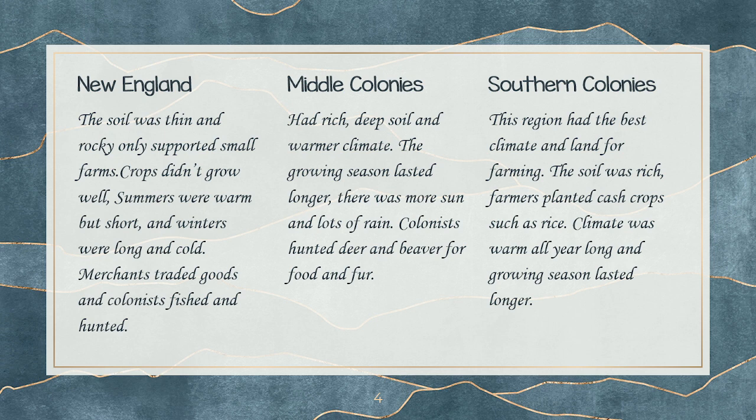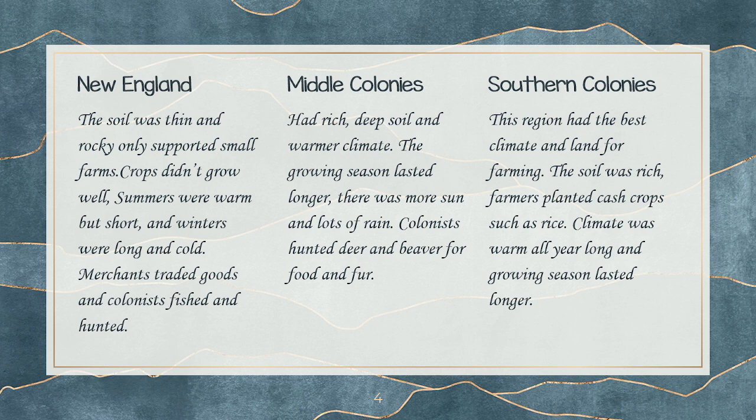Now, to differ in the middle colonies, their soil was really rich and they had a warm climate. The growing season lasted longer, and there was a lot of sun and lots of rain. So colonists hunted deer and beaver for food and fur.